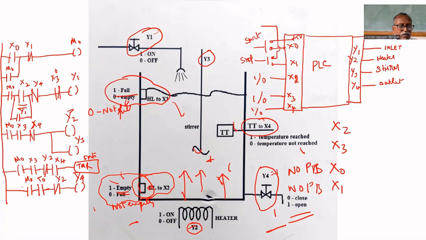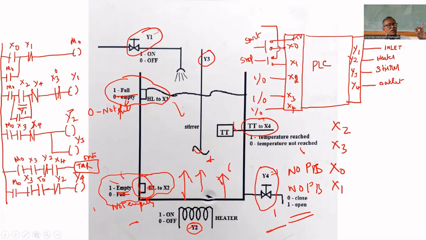Tank level must be 1. That is not included. Let us include that also. Tank level X3 must be 1. And M0 is there. So will it work out?